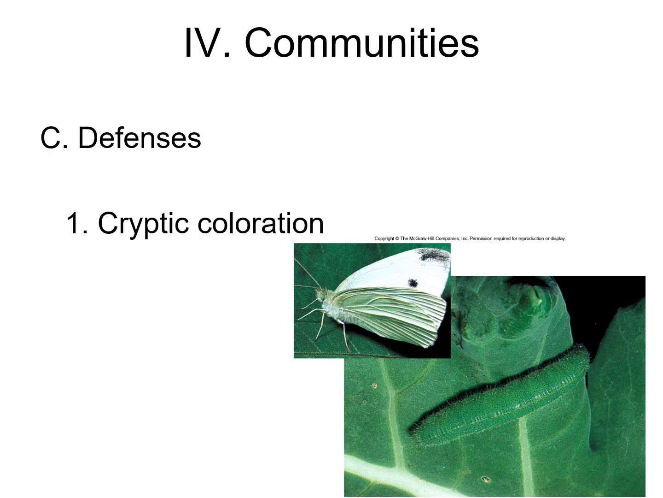This is called cryptic coloration. The caterpillars are cryptic, meaning hidden. So that's a common strategy. Blend in with the environment, keep you safe from being eaten.